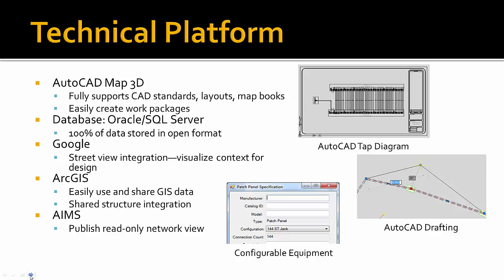Another important thing just to remind everybody of, the technical platform here is completely standard. AutoCAD Map 3D fully supports CAD standards, paperspace and mapspace layouts, map books. It's incredibly easy to create work order packages of a number of items. So you not only have the geographic view, but there's a number of auto-generated reports of the inside plant details, like that AutoCAD tap diagram that you're seeing there. Those are actually all AutoCAD byproducts that can be published to DWF or saved as PDF and put into a little booklet that can be used to describe the construction details for any particular project.